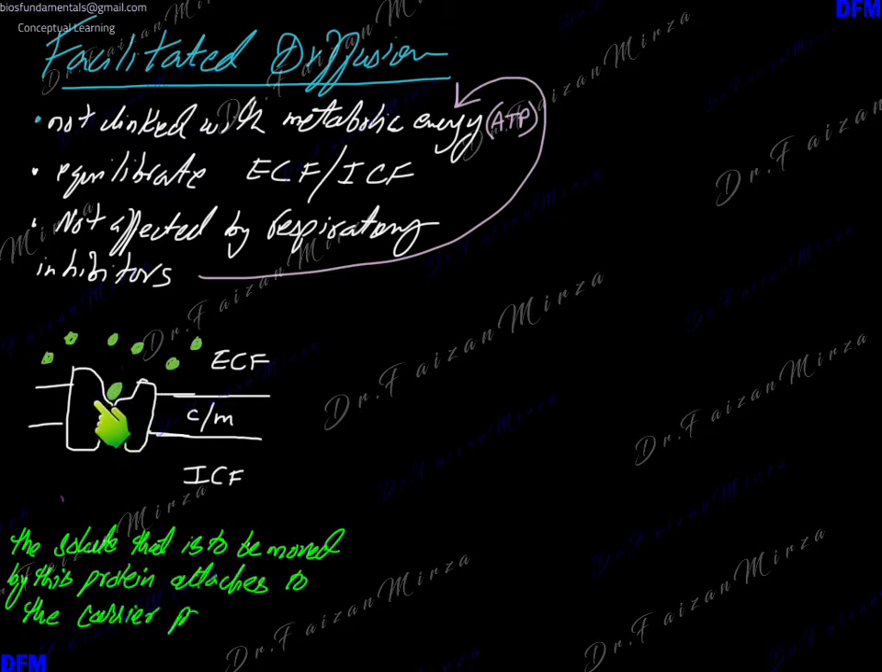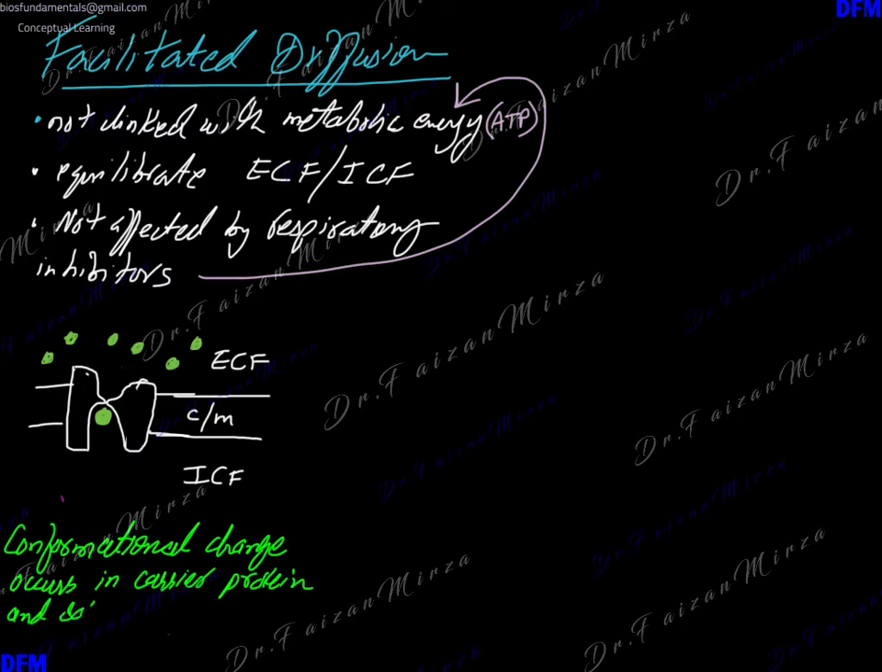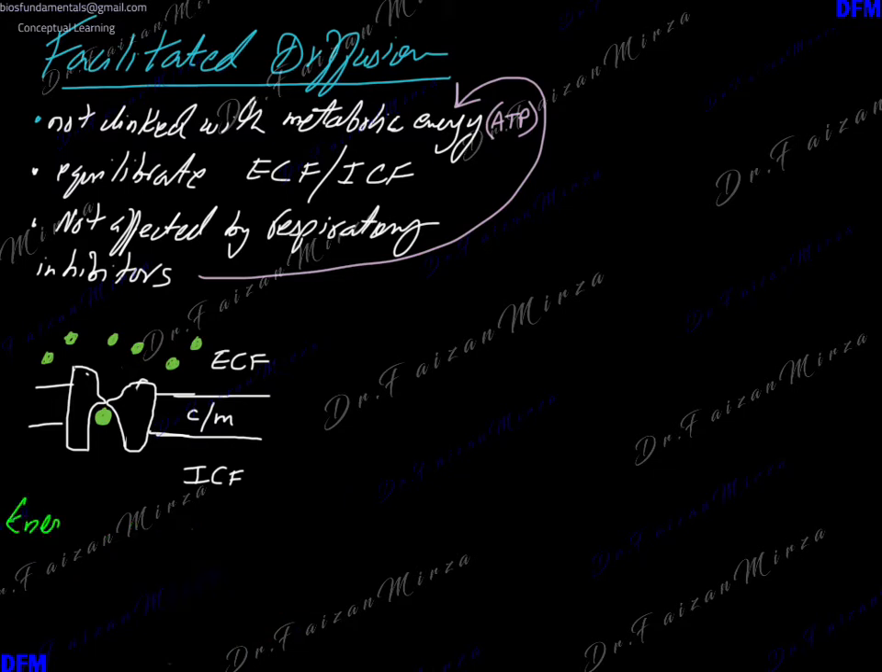For the carrier protein to allow the movement of this substance into the ICF, since it's not a channel protein, there is no pore here, so this carrier protein must bring about certain conformational changes. The binding of the substance or the solute at the ECF surface triggers a conformational change. Conformational change means the change in shape of the carrier protein. Once the shape changes, the substance is released from the ECF into the ICF, and this is how a carrier transport protein moves the substance in one direction.